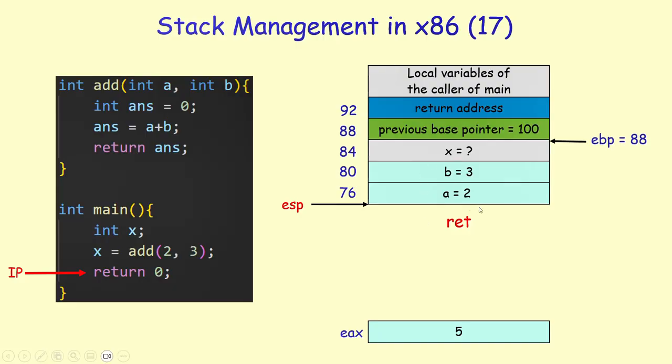So what do you observe? The arguments that we passed to the add function, 2 and 3, they are still on the stack and they have to be removed, correct? Who's going to remove them? Obviously, the main function is going to remove them.